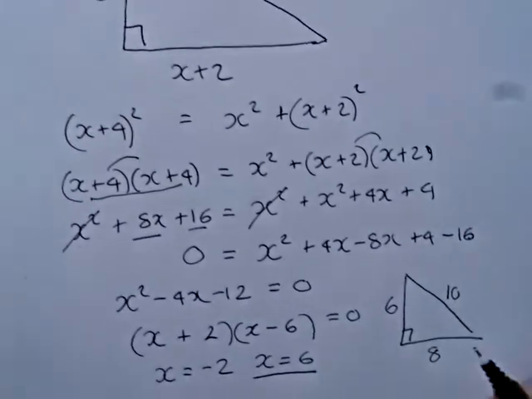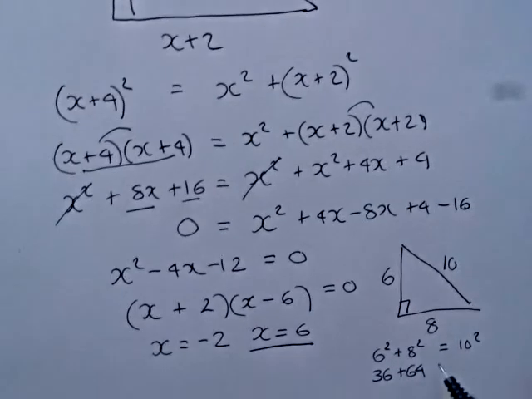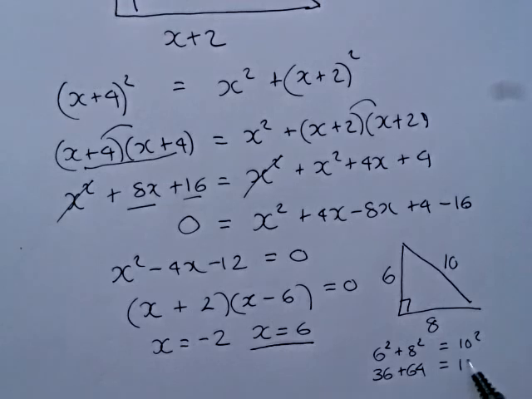And if we like, we can see that there, so the height is 6, base is 8, and the hypotenuse is 10, and we can do a quick check. Does 6 squared plus 8 squared equal 10 squared? Well, that's 36 plus 64, which we can see equals 10 squared, which is 100. So we've worked through that correctly.